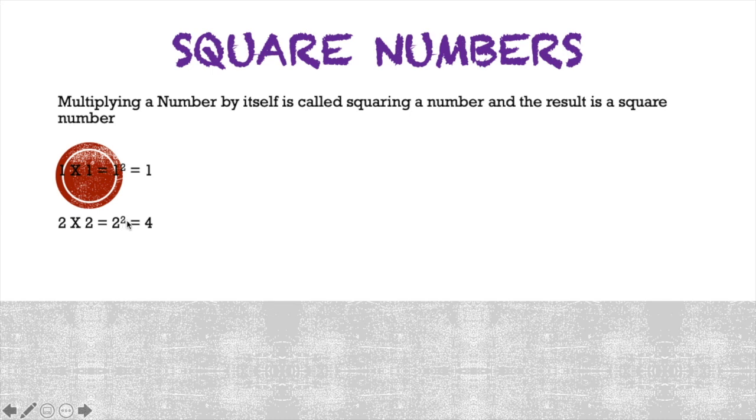superscript means that we are squaring the number. Here we have the superscript, the little 2 above the 1, that indicates that we are multiplying the number 1 by itself. Here we have the little 2 on the side of the number 2, and it indicates that we are squaring the number 2 to get 4. And if we squared the number 3, we would get 9, and so on.